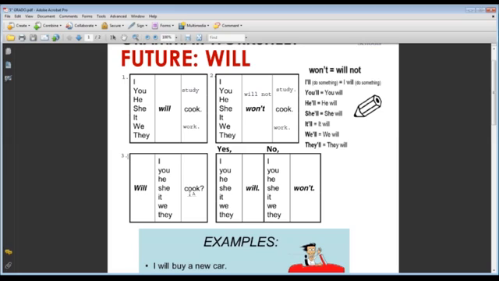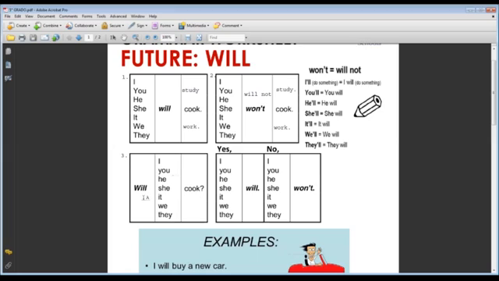Will she cook? Will it cook? Will we cook? Will they cook? Lo que acabo de decir son preguntas. He usado el mismo verbo, cook, que significa cocinar.